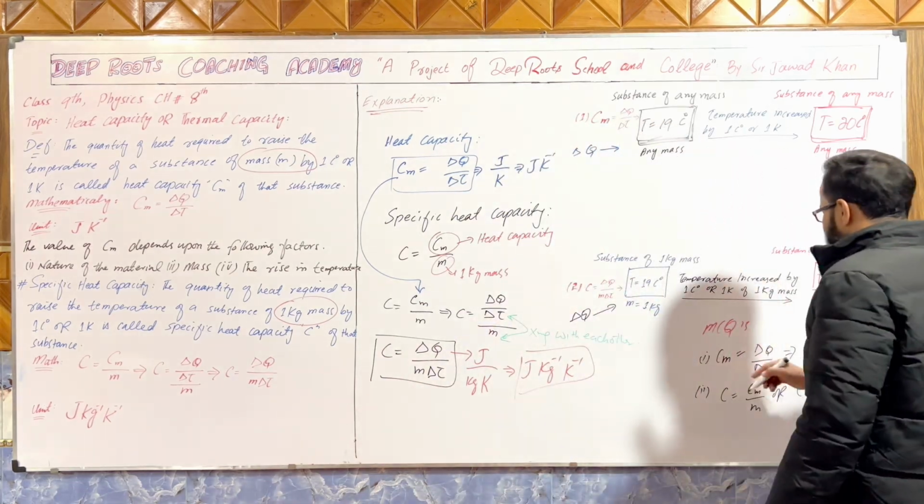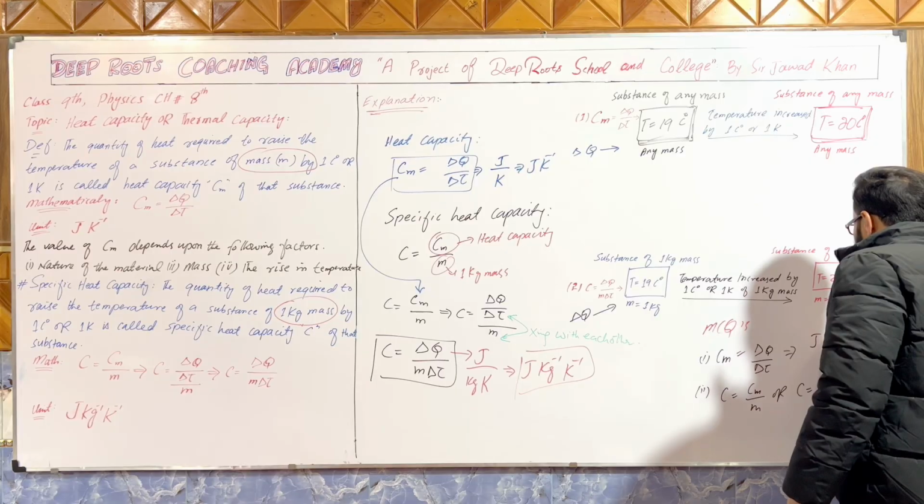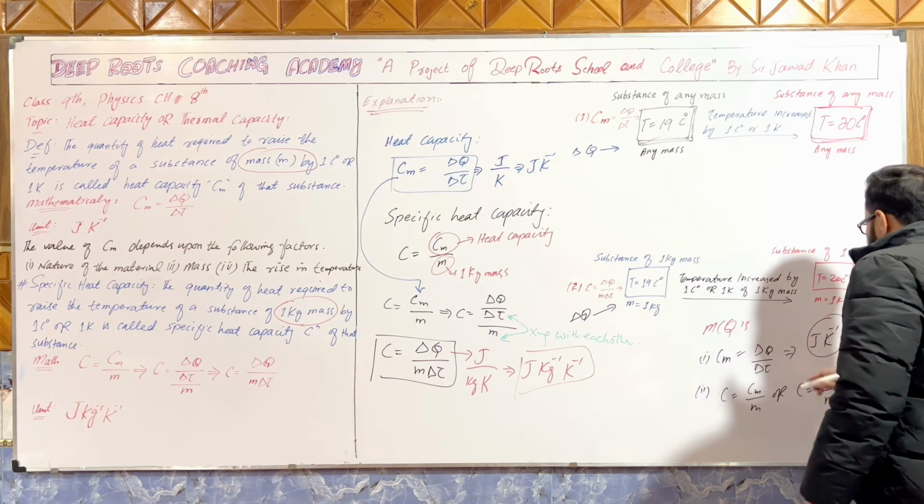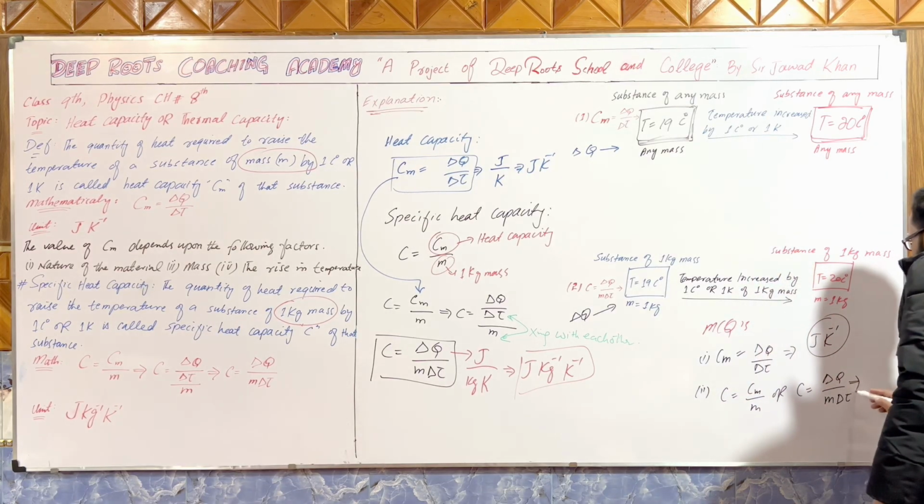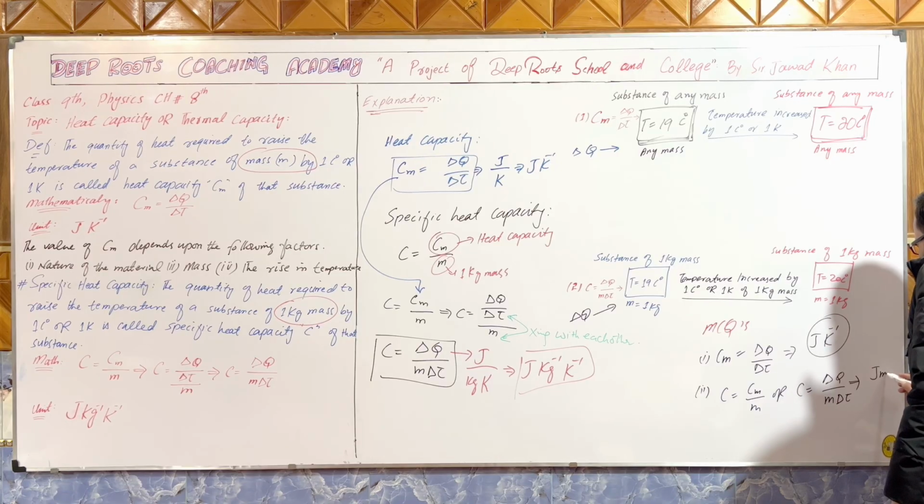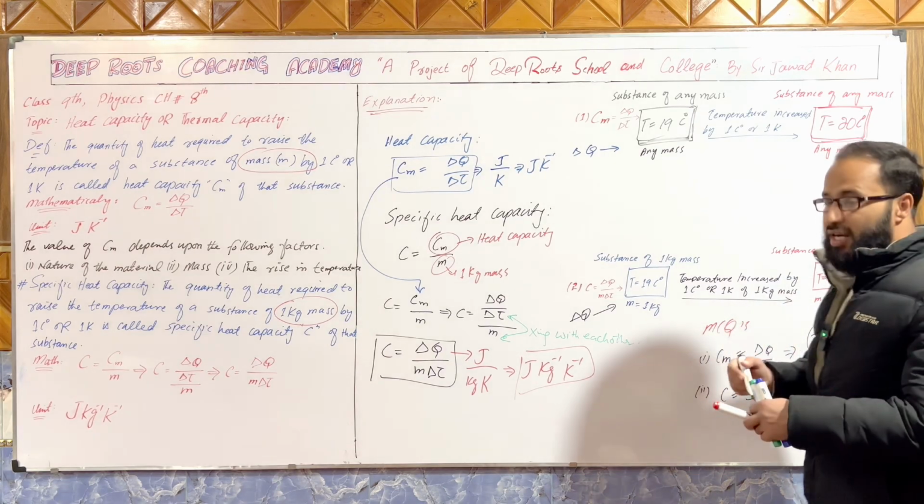And the unit may also occur as an MCQ. For example, its unit is joule per Kelvin. This is an important MCQ, and its unit is joule per Kelvin per kg, or per kg per Kelvin. So keep in mind that the units are different from each other.